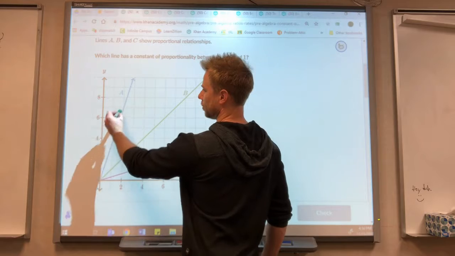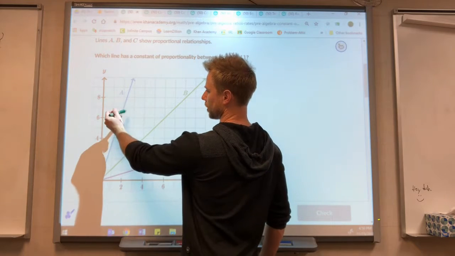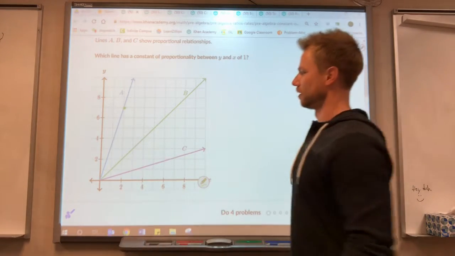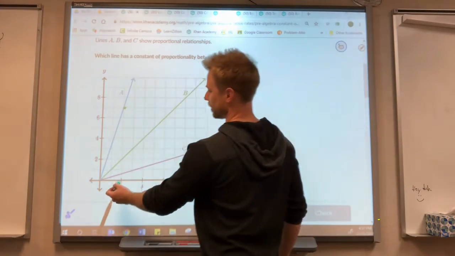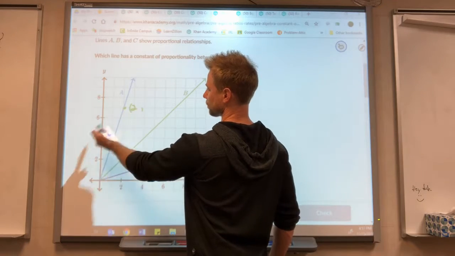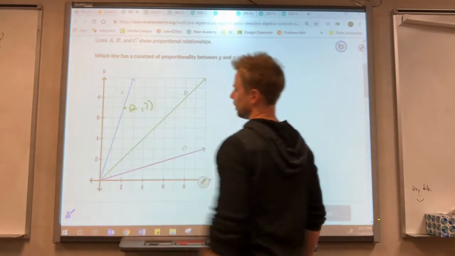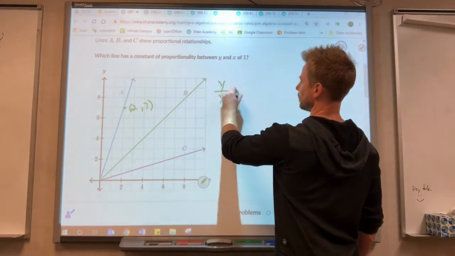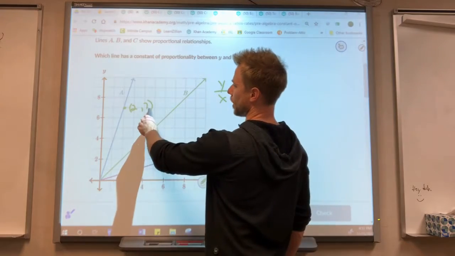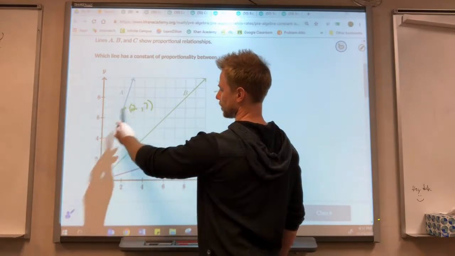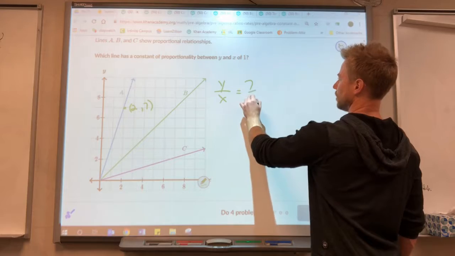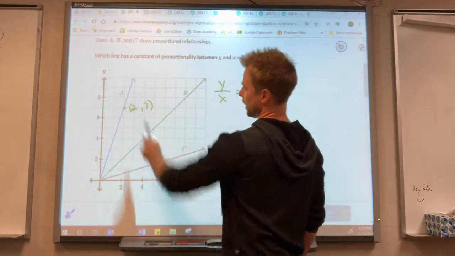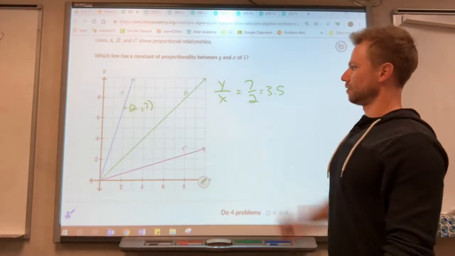We need to find a point on line A, a point where it crosses the lines on the graph right here. We can see it's at an intersection of those lines. That would be at 2 and 7. So the constant of proportionality there, we would do y divided by x. Now remember, y is always the second one and x is the first one. So we'll do 7 divided by 2, which is 3.5. So that has a constant of proportionality of 3.5.